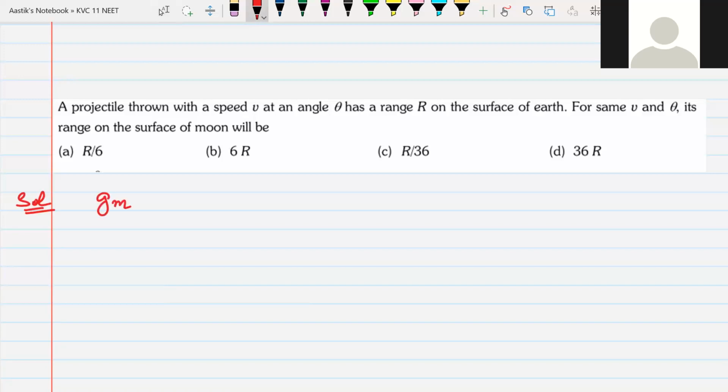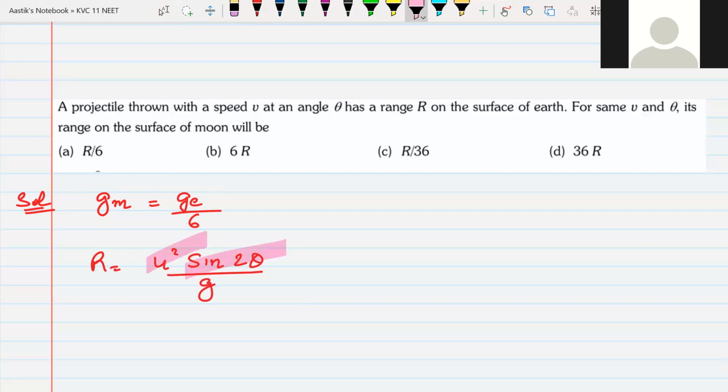Acceleration due to gravity on the moon is acceleration due to gravity on earth divided by 6. Yes or no? The formula of range is u square sine 2 theta by g. In both the places, your angle is same and your u is same. So I can write range is inversely proportional to g. Yes or no?